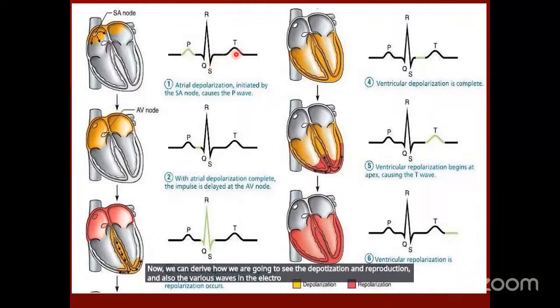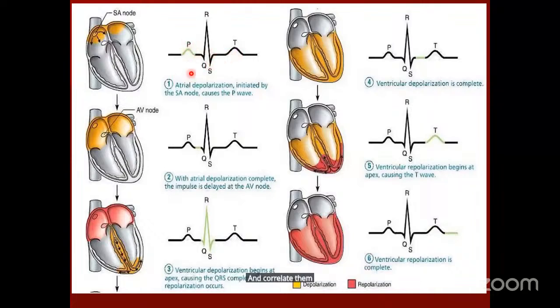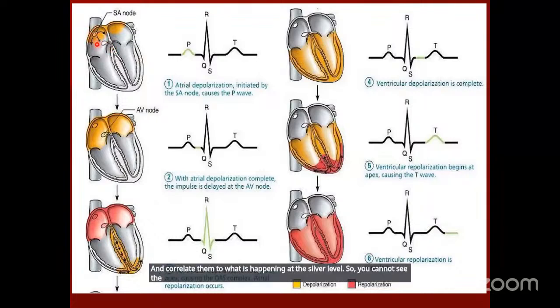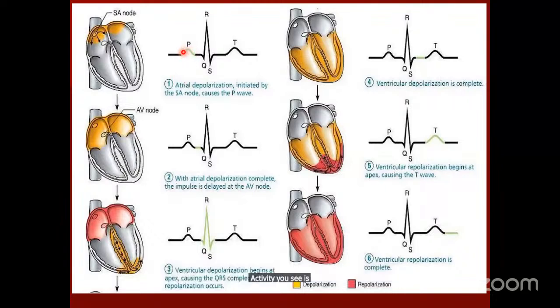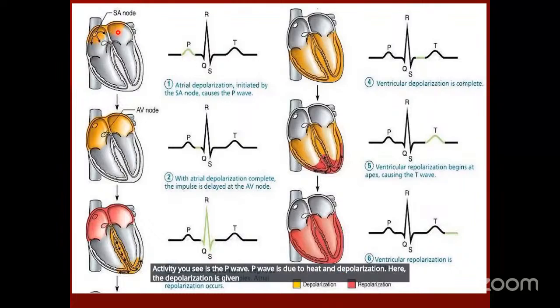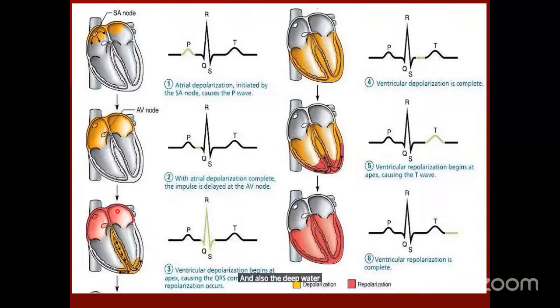Now we can derive how we are going to see the depolarization and repolarization and also the various waves in the electrocardiogram and correlate them to what is happening at the cellular level. So you cannot see the sinus node activity in the electrocardiogram. The first activity you see is the P wave. P wave is due to atrial depolarization. Here the depolarization is given as the orange, and also the repolarization is given as pink.